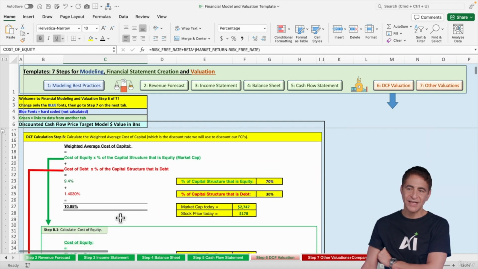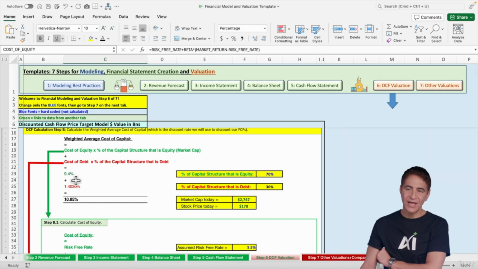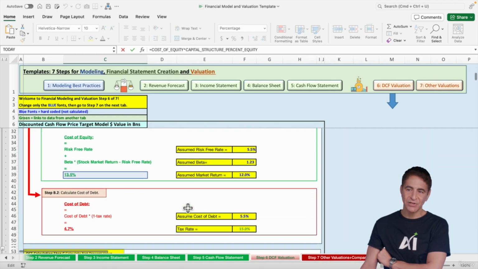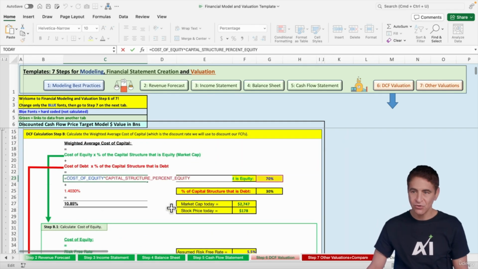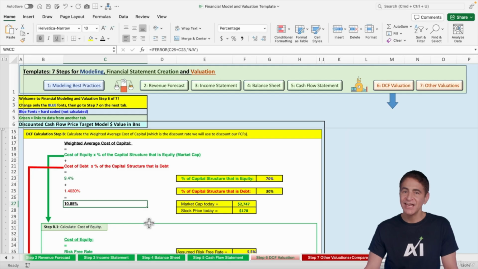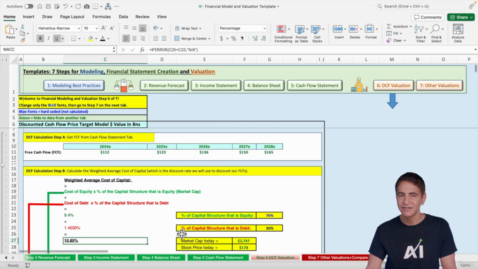So now we have that right here. We take 0.7 times that number below, and our total cost of capital here is 10.85%. Now you can use this to discount these cash flows here.